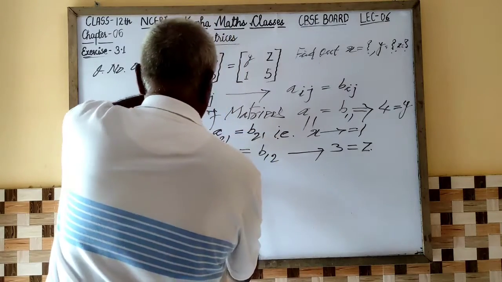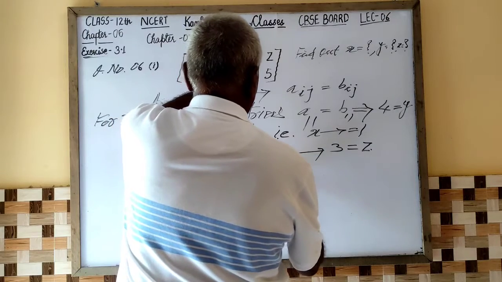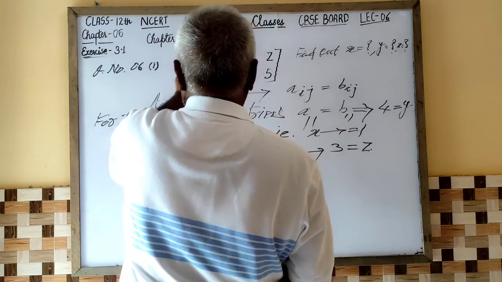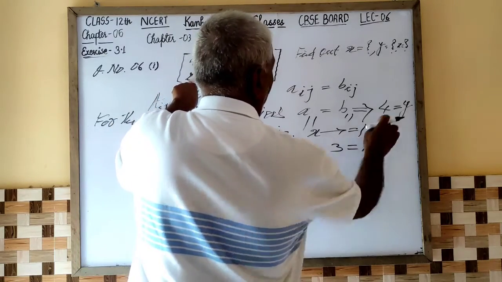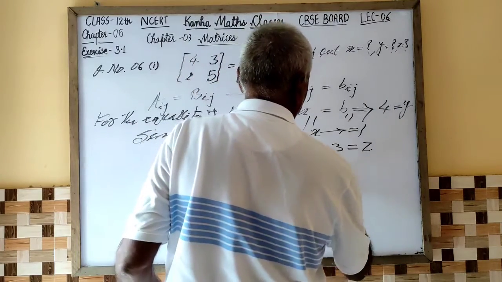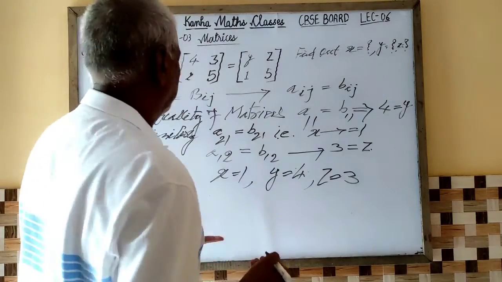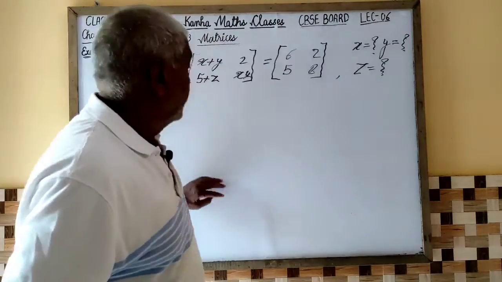So x is equal to 1, y is equal to 4 and z is equal to 3. This is a very simple question based upon the equality of matrices. This is the requisite solution of question number 6.